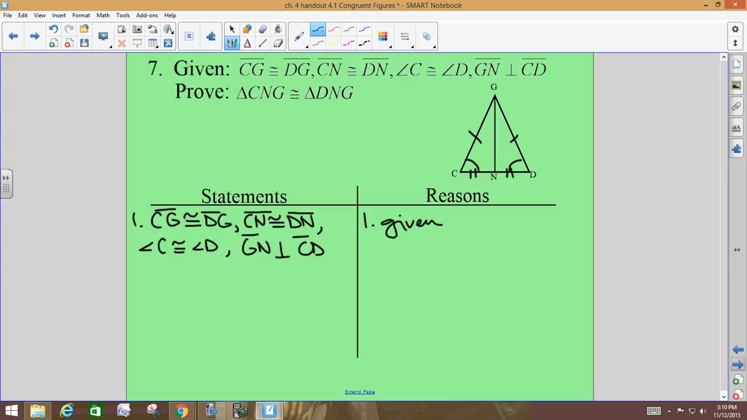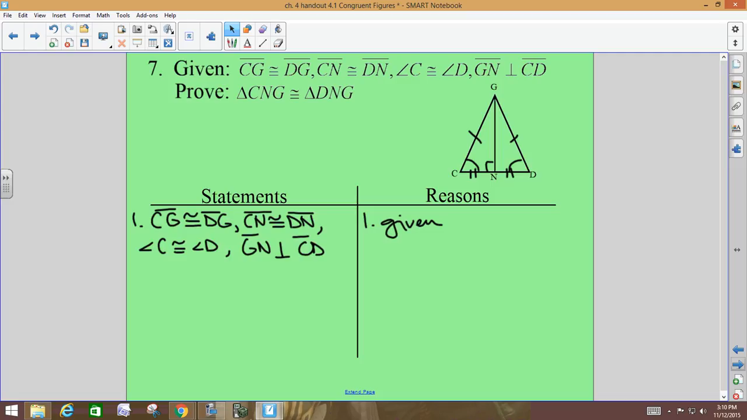Where they intersect? At what vertex or what point do they intersect at? N. Good. So you can put a right angle in there. You can put one on each side if you want 2 of them. You don't have to. You can just put one down too. So they want us to prove then that triangle CNG, that's the little one on the left, is congruent to triangle DNG, the little one on the right.